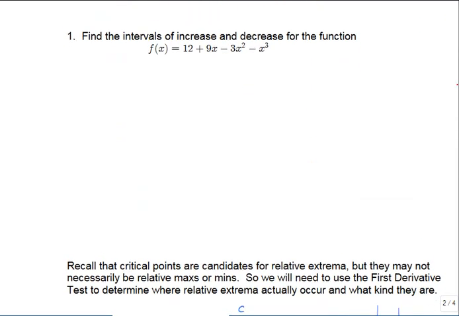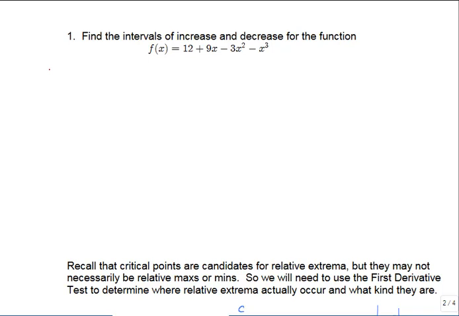So here's a typical example. We want to find the intervals of increase and decrease for the following function. Since those critical points are really critical, they are the things we want to find first. And critical points are going to be where your derivative is 0 or DNE.